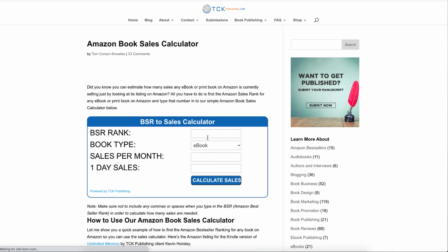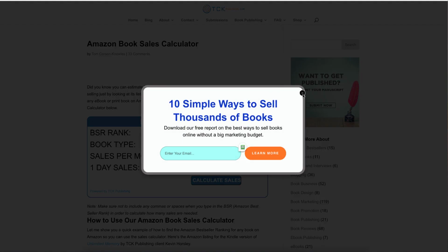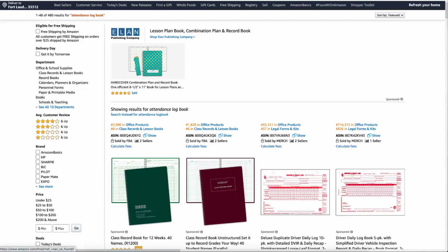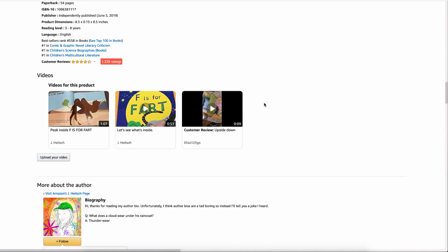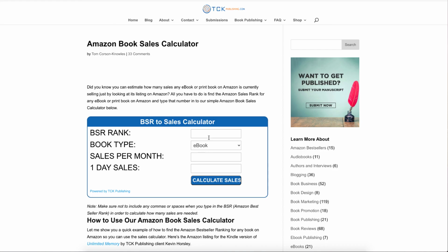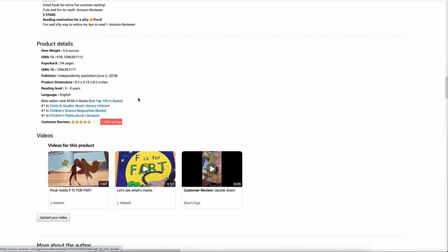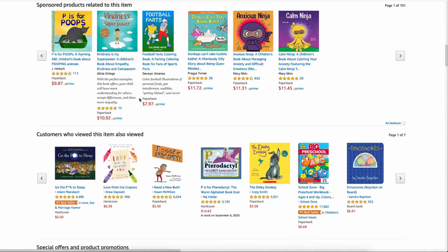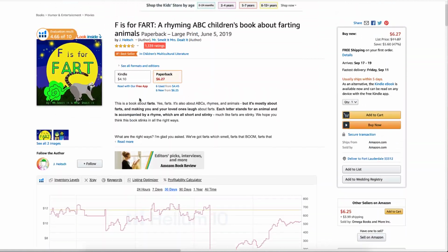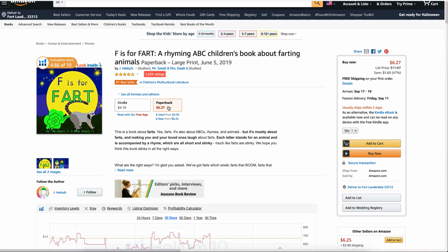558. Now, if you do a calculation of how many books it's selling, let me just go back and have a look. 558. We're going to change it to paperback because that was the one I was looking at. Calculate sales. 3,290 sales. And it's only 54 pages. So the print cost is not going to be that high. They're probably making about $2.10 on the paperback.